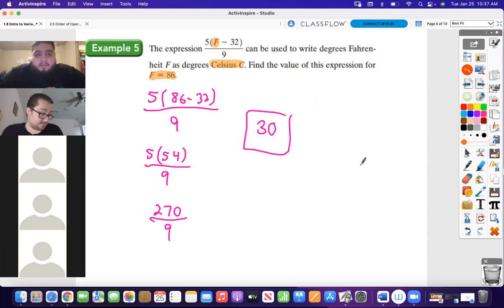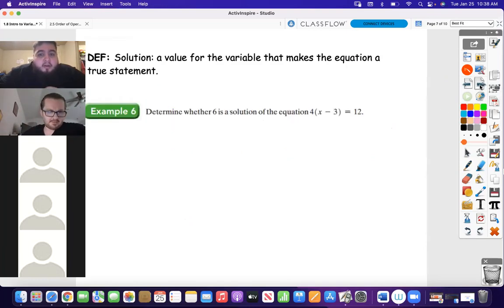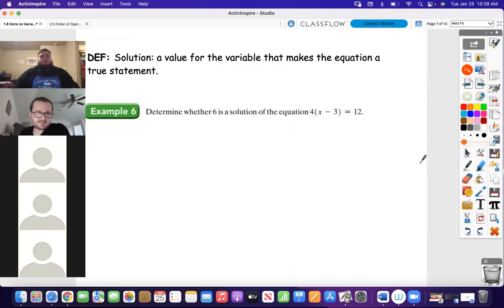All right. Let's go ahead and move on. There's no practice problems for example 5, just because it was pretty simple. So we're going to go ahead and move on to a new definition in example 6, guys. Go ahead and give you guys a minute to write the definition and the example 6. So just go ahead and write this down, guys, and I'll go ahead and get started.